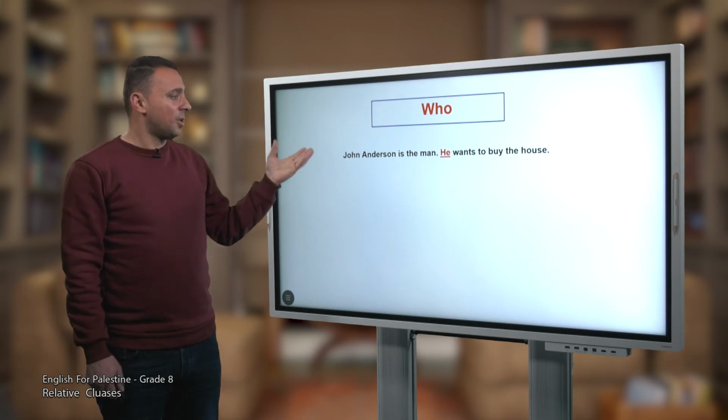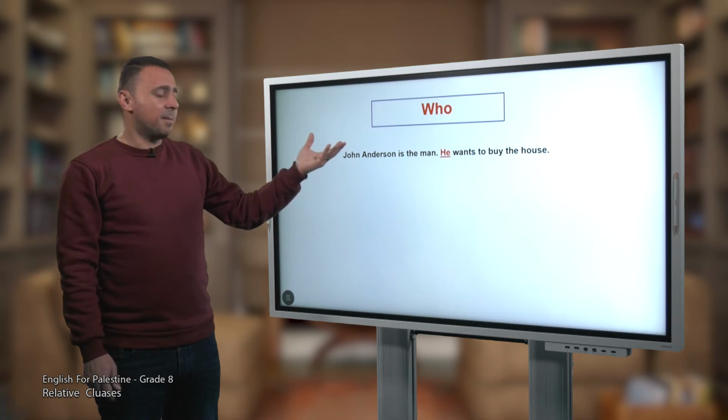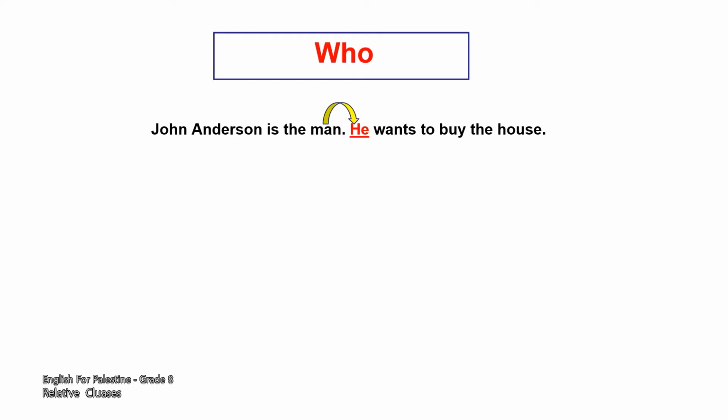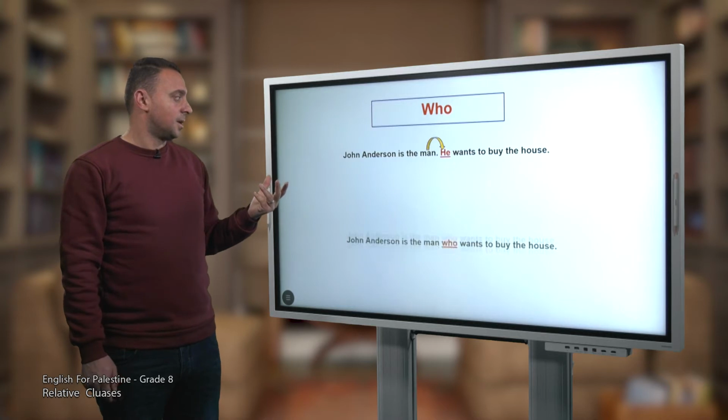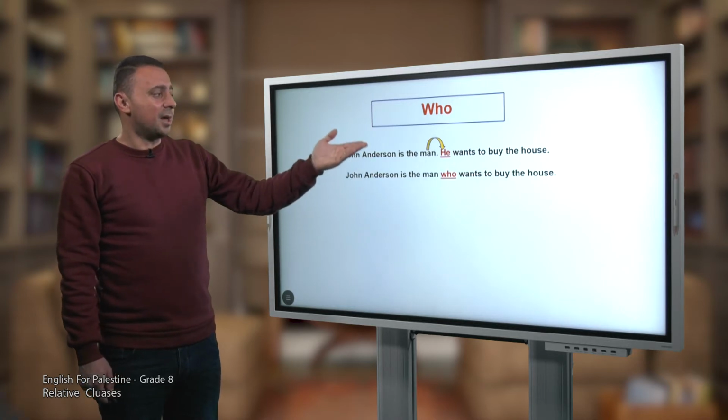Now we are going to join the 2 sentences using a relative pronoun. Since the man is a person, not a thing, we are going to use the pronoun who. Let's see. John Anderson is the man who wants to buy the house.